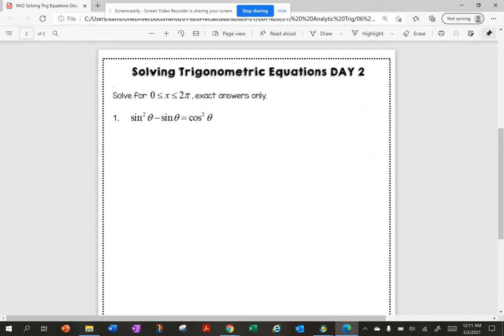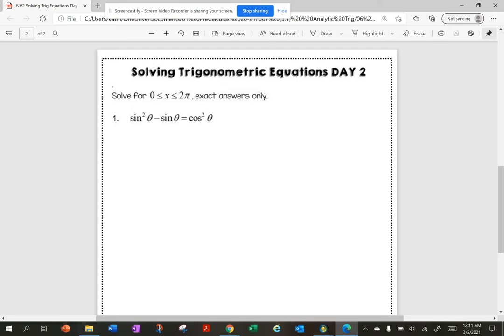Okay, so the problem I'm going to work out is sine squared theta minus sine of theta equals cosine of theta. So I'm starting out by noticing that I'm looking for answers in radians, because it's asking me from 0 to 2 pi.